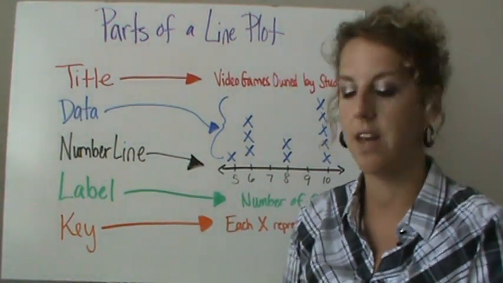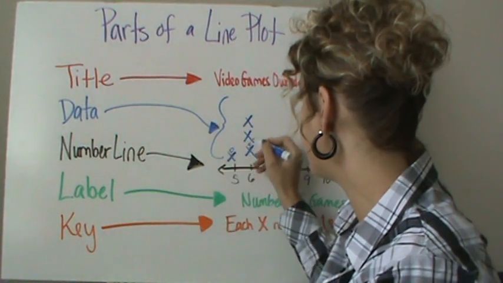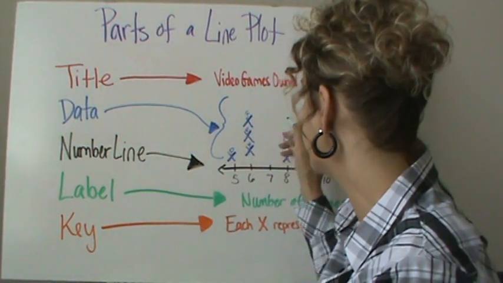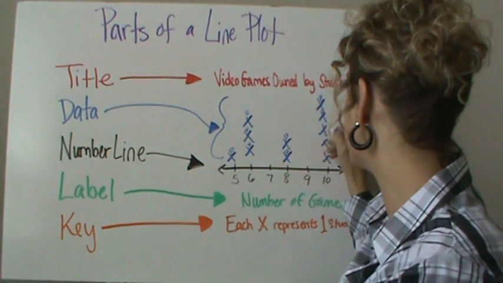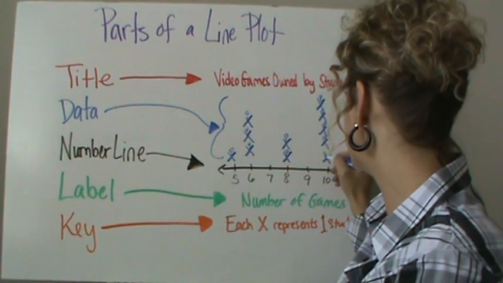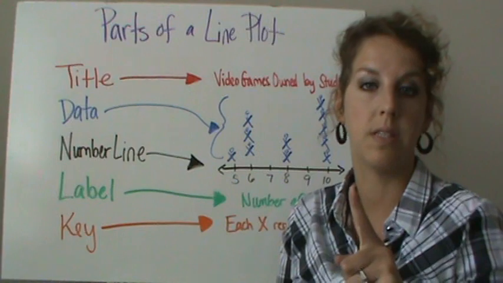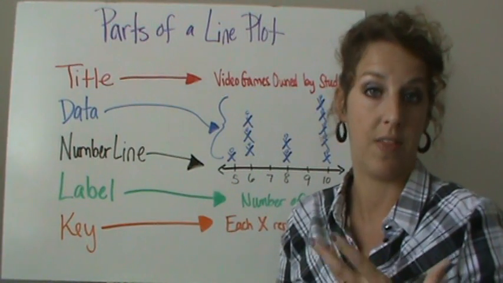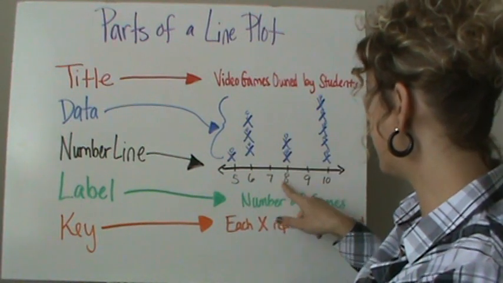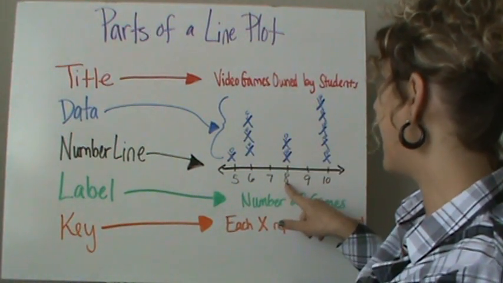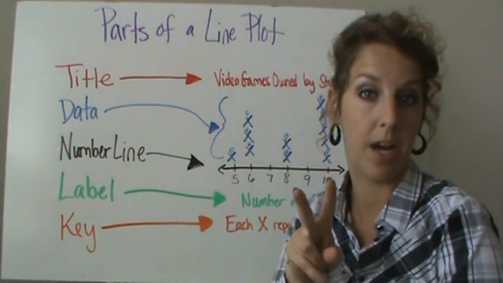And I like to think of it as a little person standing there. So sometimes I'll put a little head on my X's just to help me remember it's a person. So each of those little X's represents one student's video games that they have at their house. For example, if I were to look at how many students have 8 video games, I would know that 2 students have 8 video games at home.